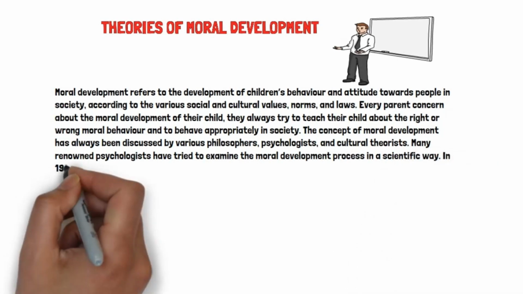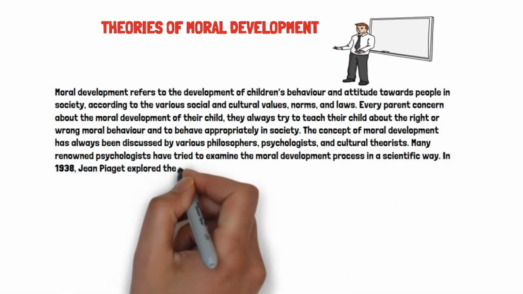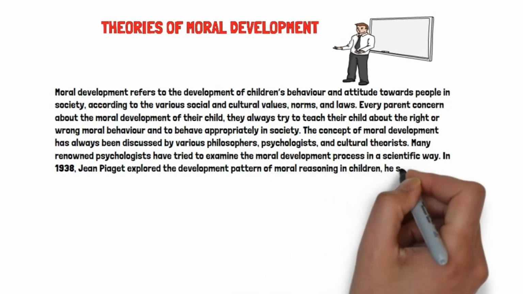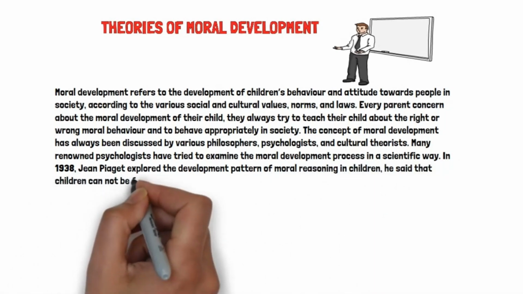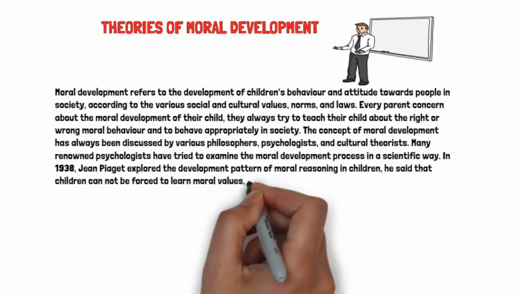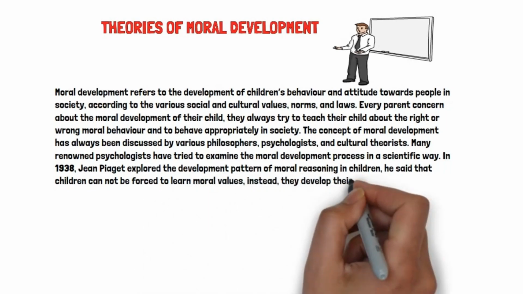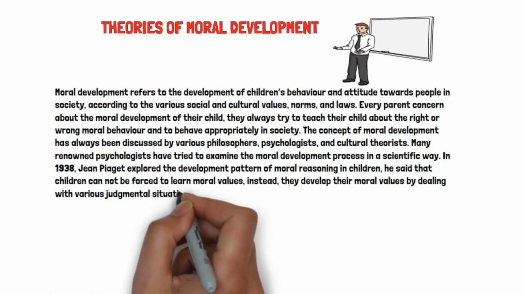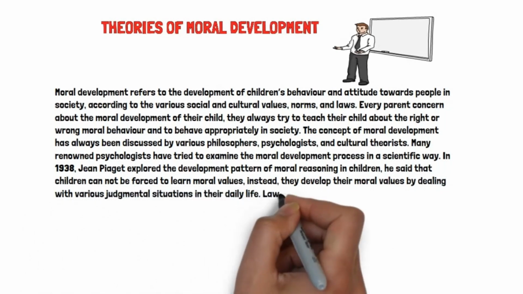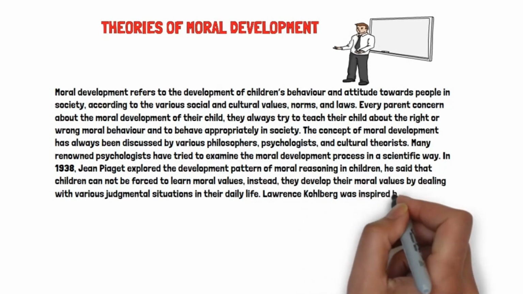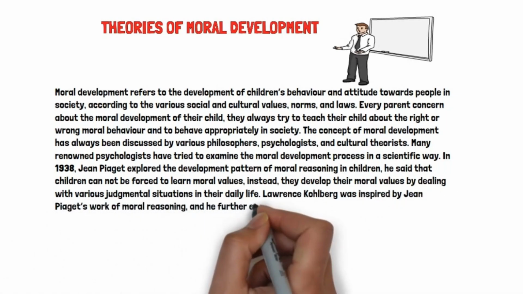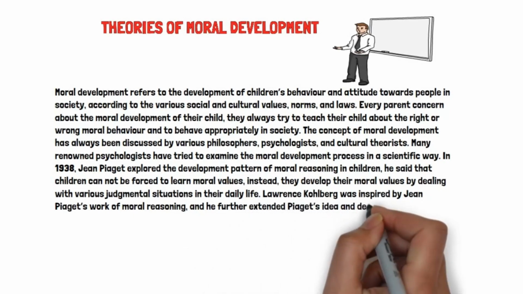In 1938, Jean Piaget said that children cannot be forced to learn moral values, since they develop their moral values by dealing with various judgmental situations in their daily life. Lawrence Kohlberg was inspired by Piaget, so he extended his idea and came up with his own theory.